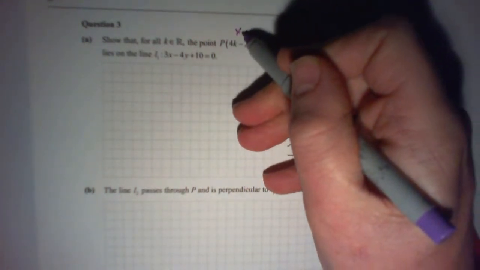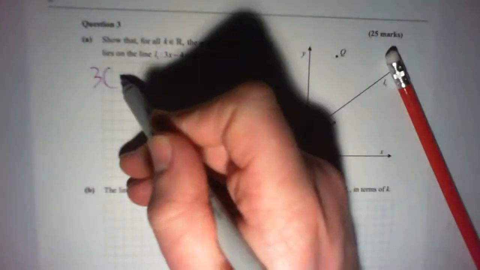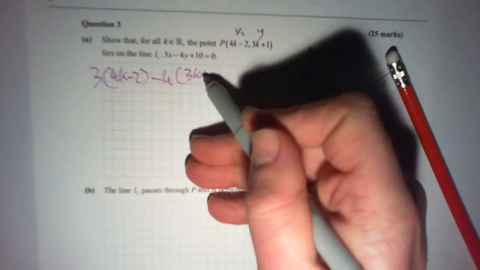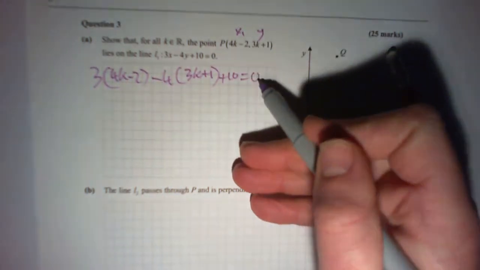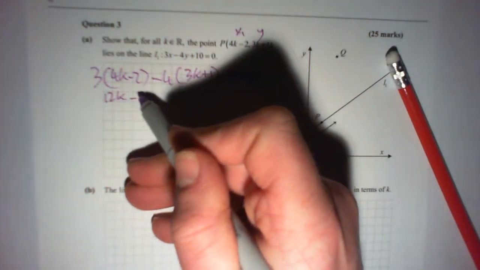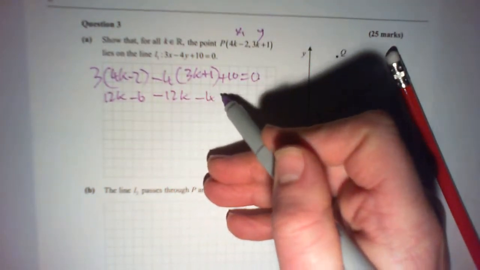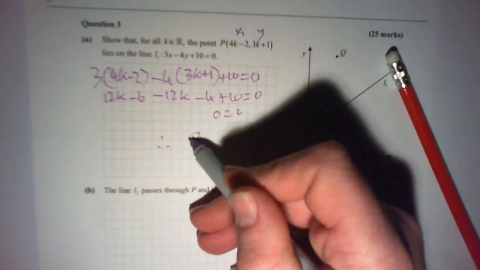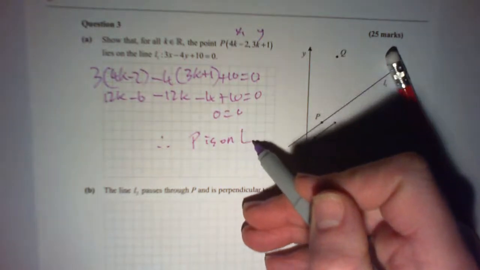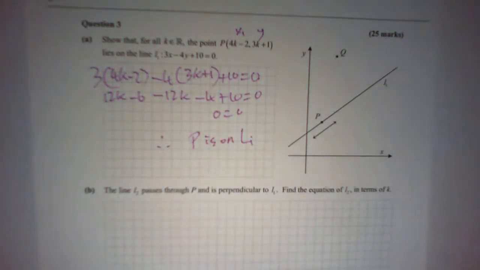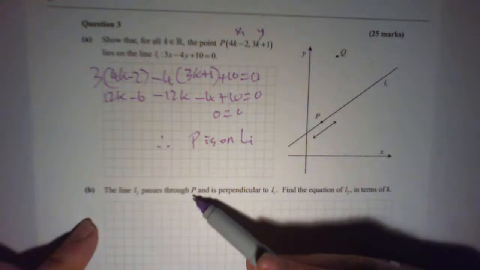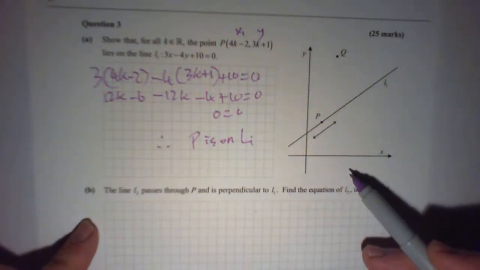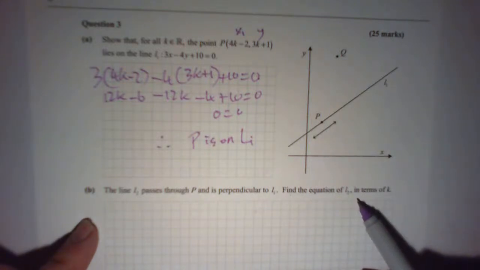That's x1, that's x, and that's y. So if I put 3 times 4k minus 2, minus 4 times 3k plus 1, plus 10, I should get 0. So that's 12k minus 6 minus 12k minus 4 plus 10 equals 0. 0 equals 0. Therefore, P is on L1. Okay, done. The line L2 passes through P and is perpendicular to L1. Find the equation of L2 in terms of k.